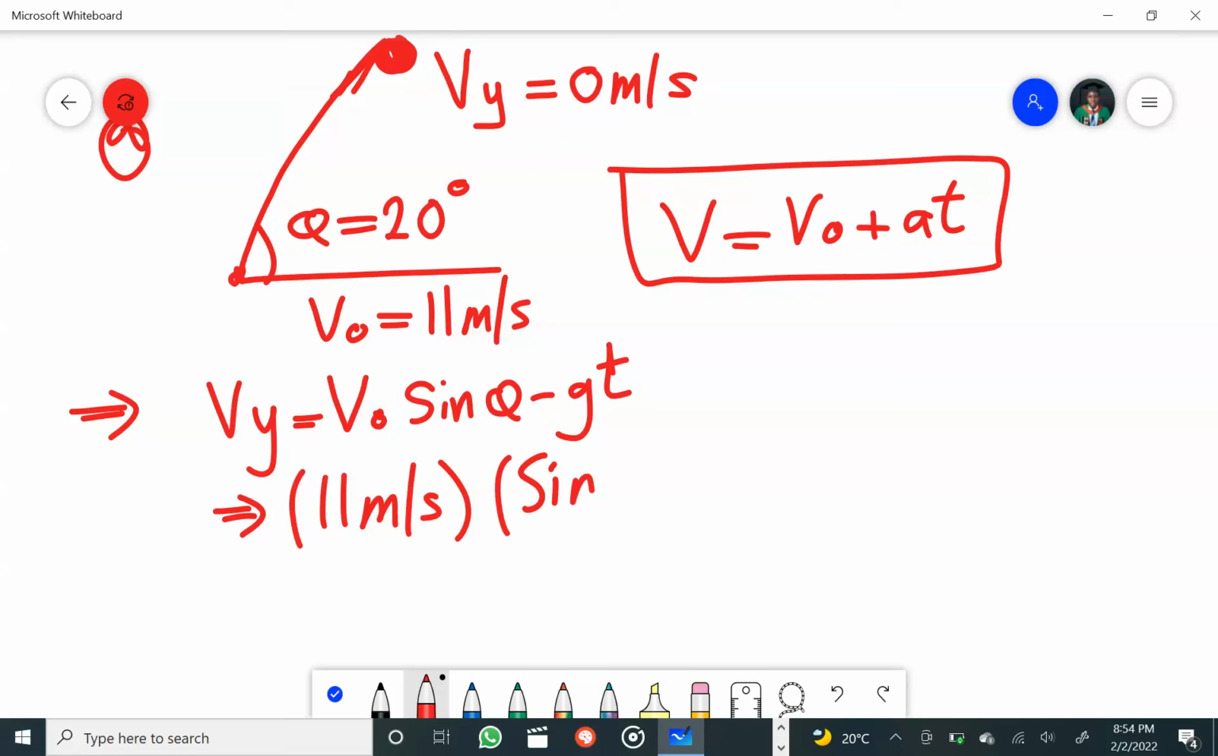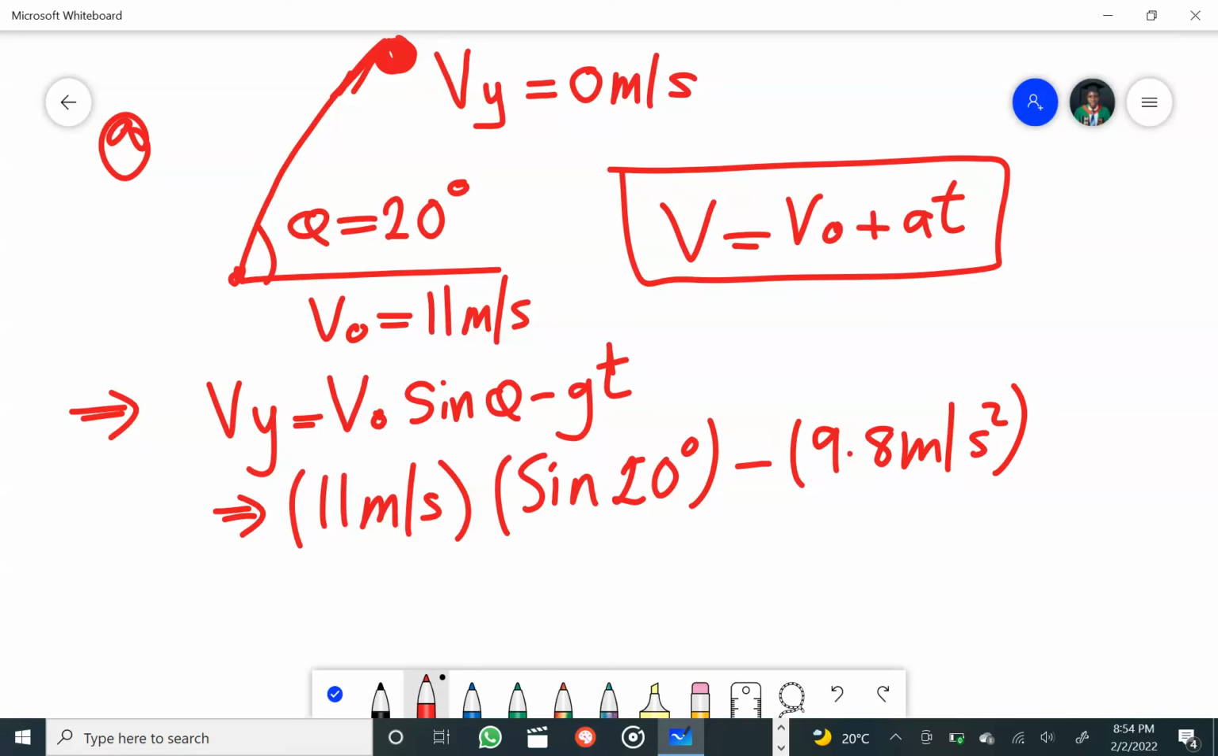So what's the angle? The angle we've been told it's thrown at 20 degrees. And then what's our g? That's 9.8 meters per second squared. Take note, I'm using all the units. Then we're now going to time. That's what we are looking for. But this is equal to 0.